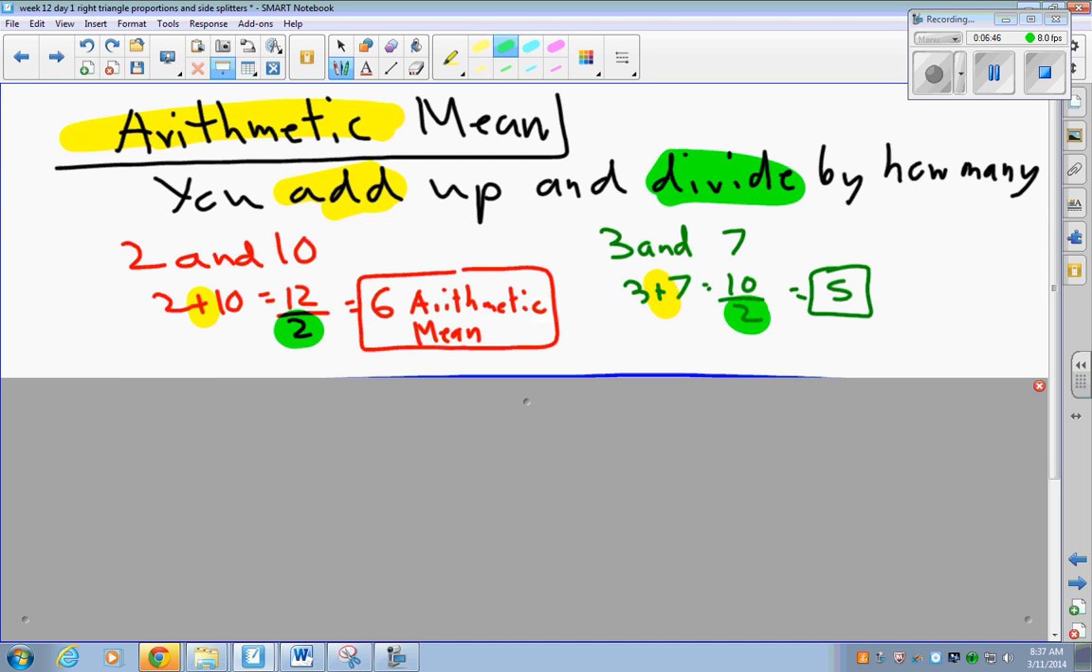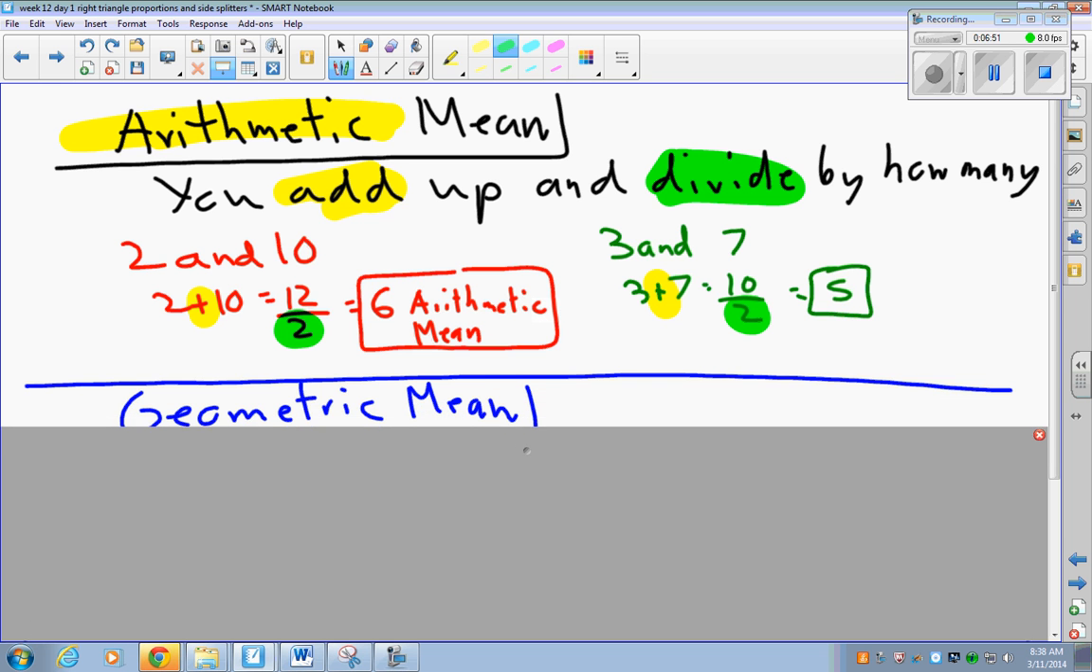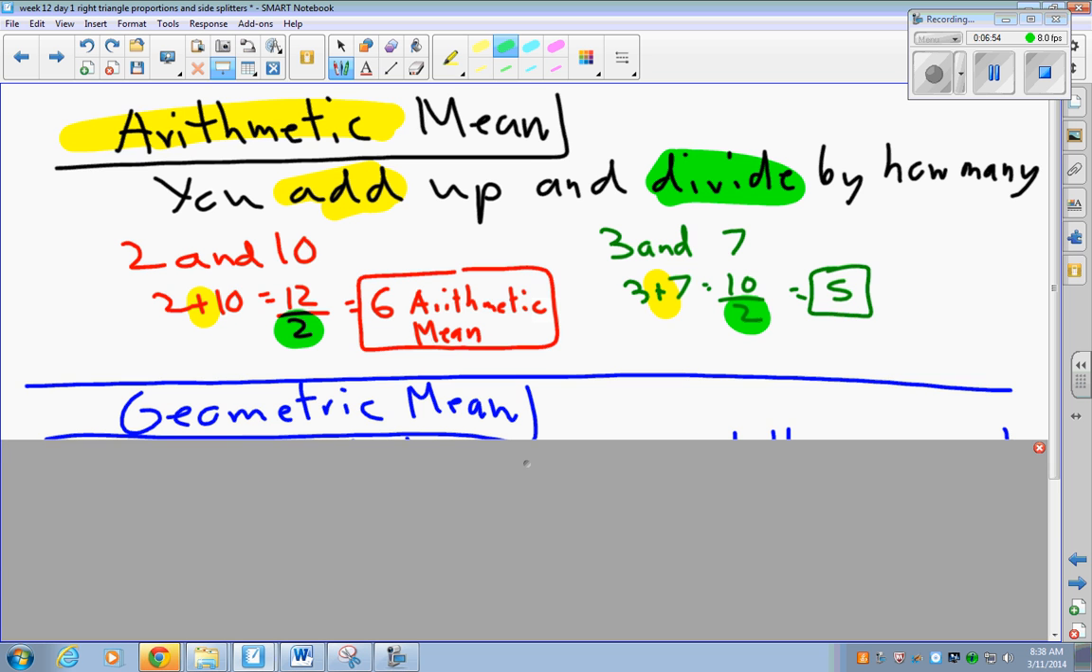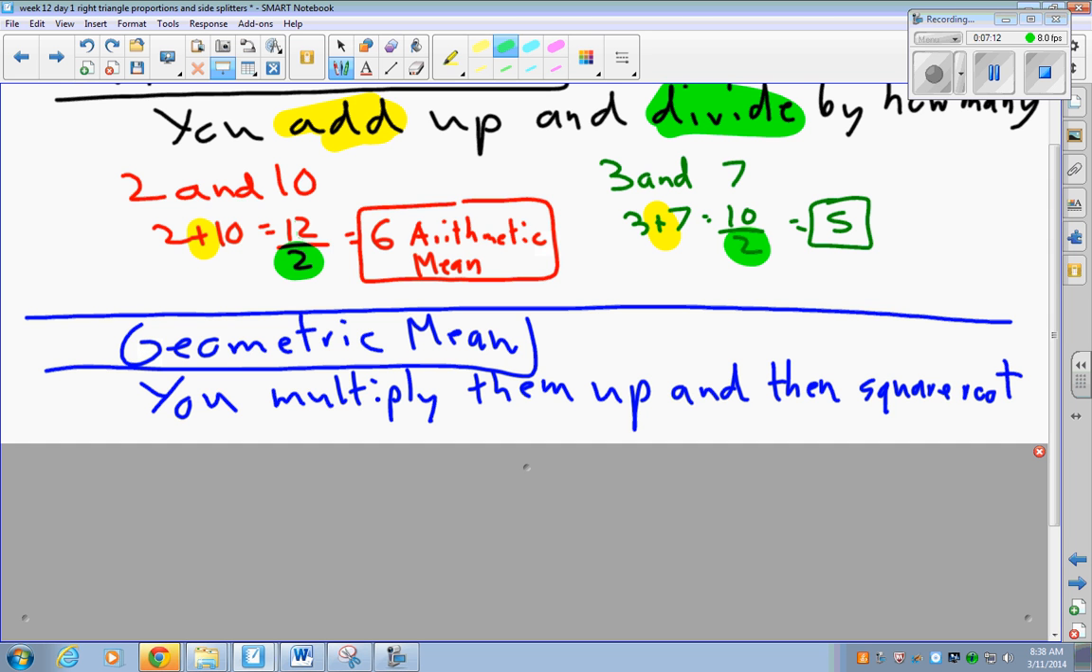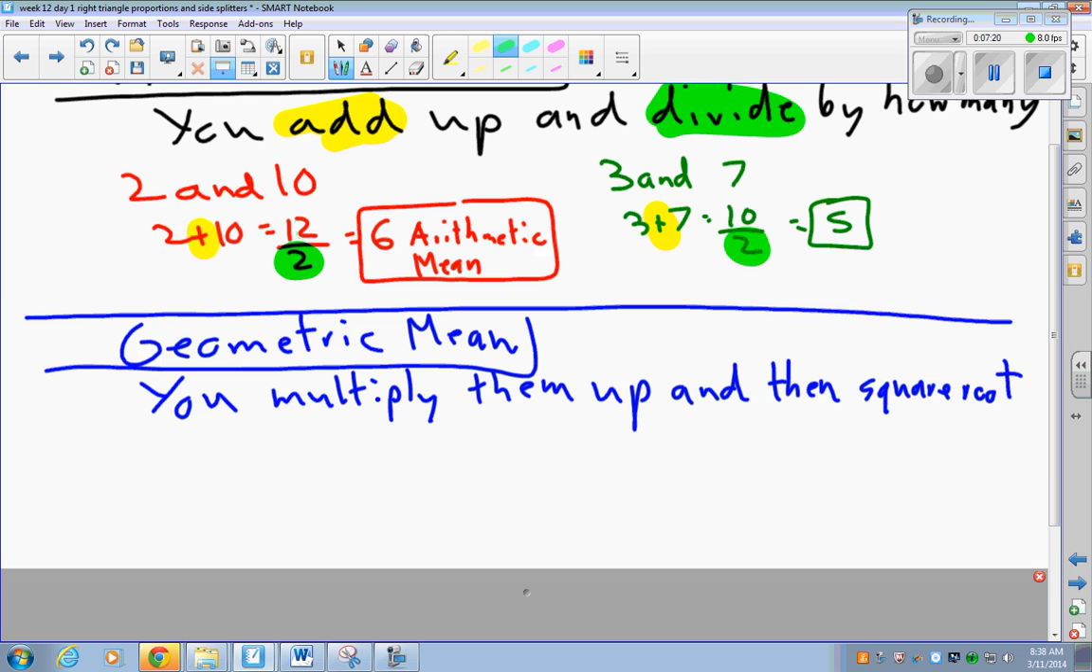Okay? Now, the new one for the day, since you're in geometry, I thought you should probably learn something called a geometric mean. This is a little bit different than arithmetic. Arithmetic is all about adding up. Arithmetic is saying 3 plus 7 is 10. What number could you add up twice to get the same sum? And you could have done 5 plus 5. Well, geometric mean is saying this. You multiply them up and then square root it.